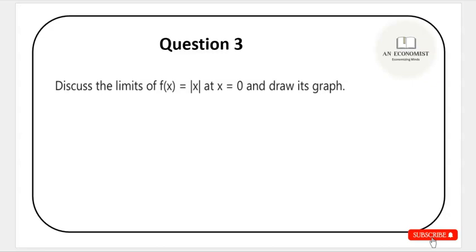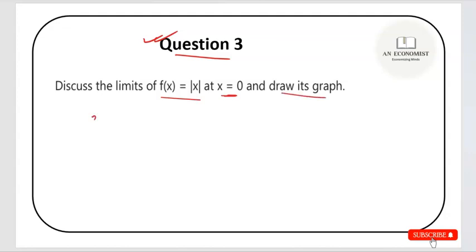So this video is a continuation of our previous video where we discussed what a limit is and also went through some of the questions. In this video we'll be starting with question number 3, which says: discuss the limit of the function f(x) = |x| at x = 0 and draw its graph.